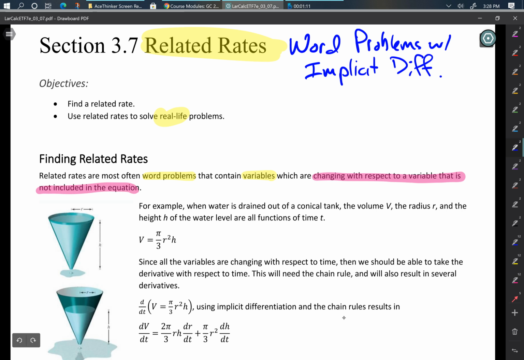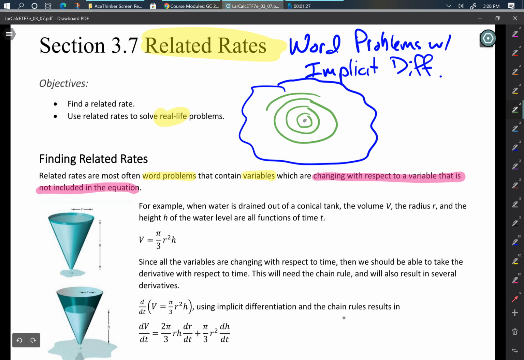Suppose that you have a pond. This is my drawing of a pond. And you throw a rock into the pond. That rock is going to cause ripples, concentric rings, to grow, to come out of there. And those rings are all moving out from that center. Right? And any one of those rings can be thought of as a circle.